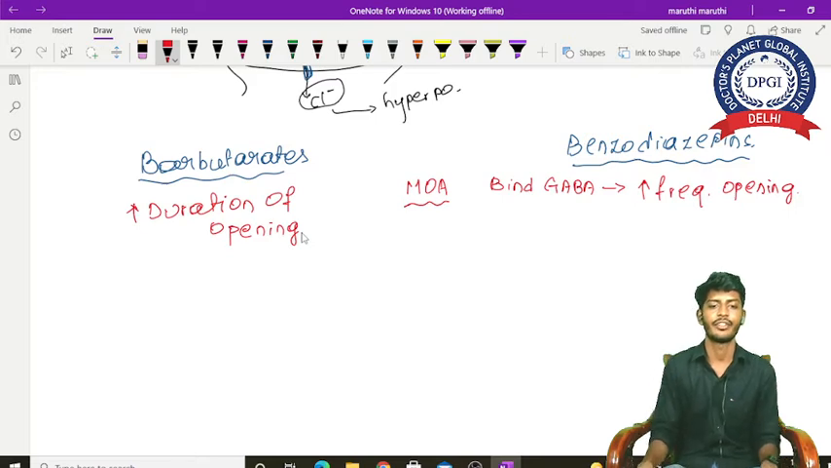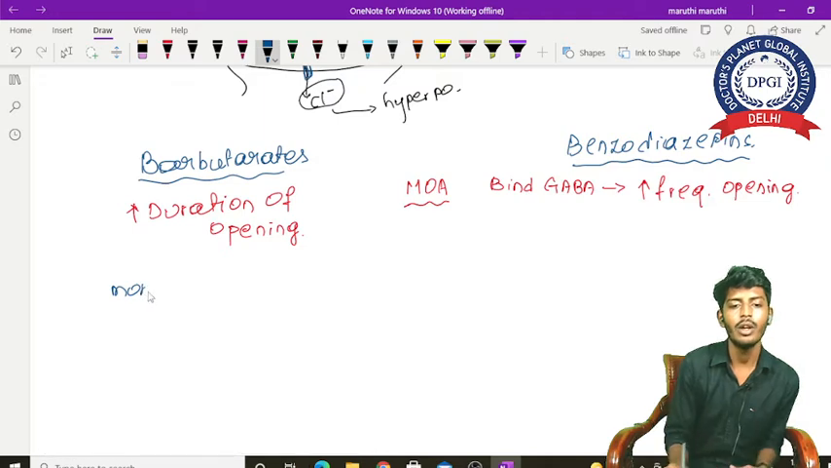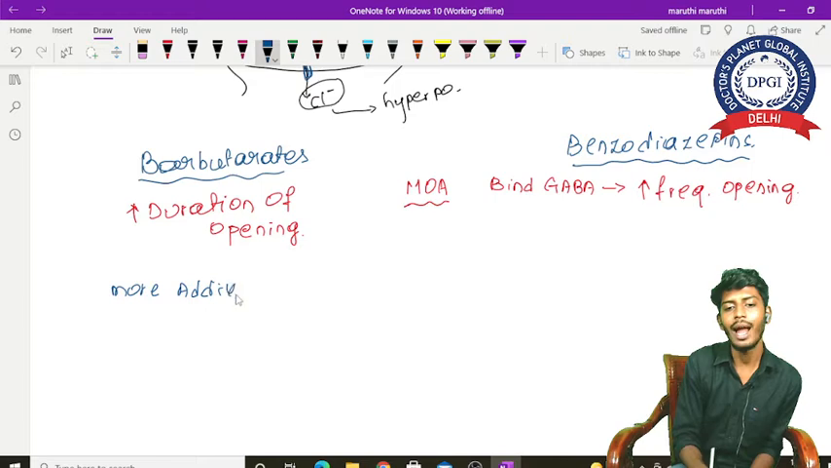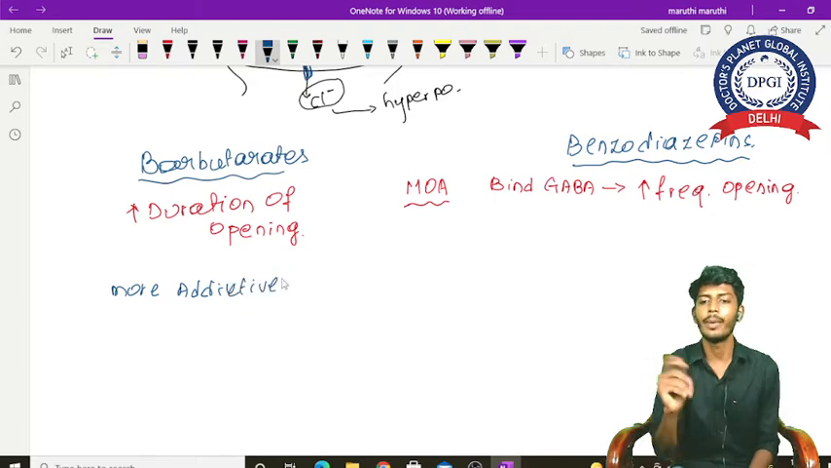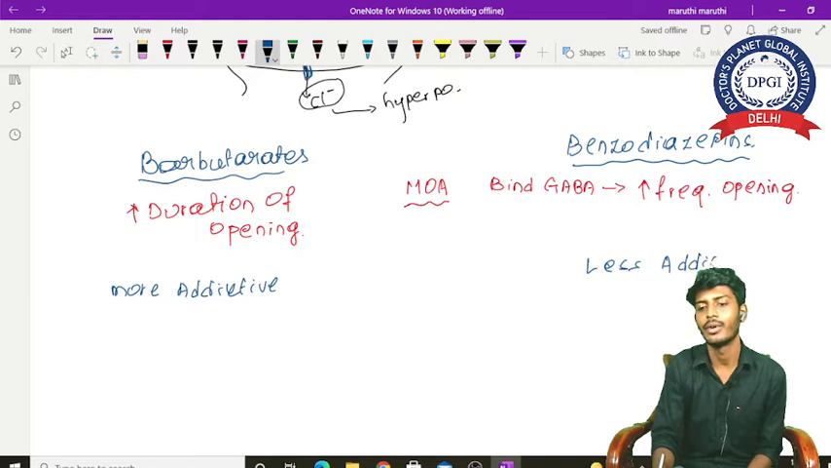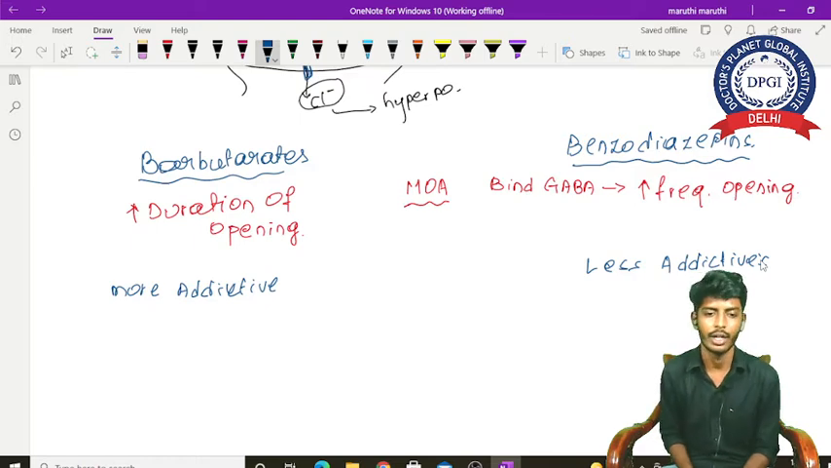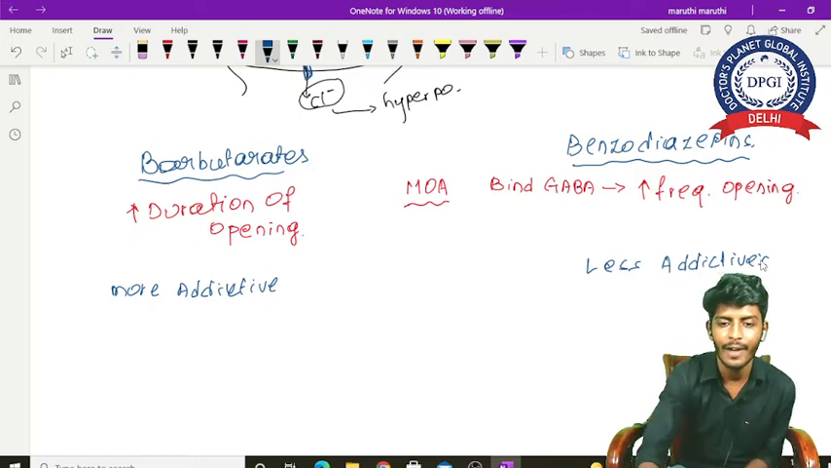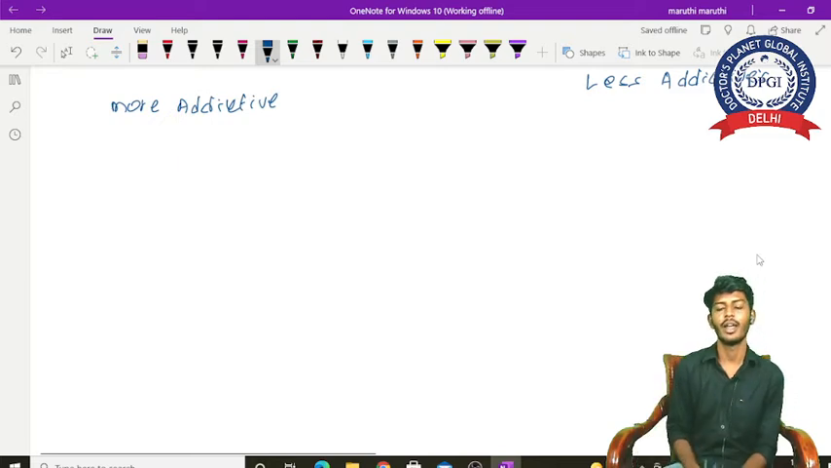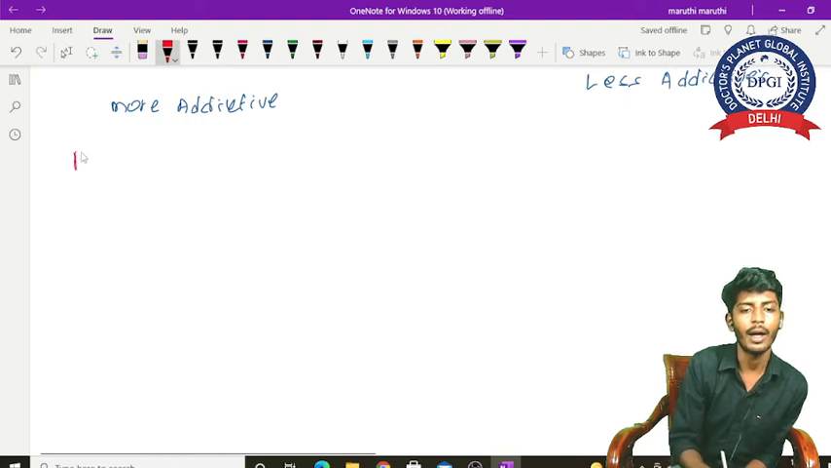Apart from the mechanism of action, we need to understand that barbiturates are more addictive. Benzodiazepines, compared to barbiturates, are less addictive. This is the most important factor to be known, along with the mechanism of action. Now, apart from that, my dear students, barbiturates are derivatives of barbituric acid.